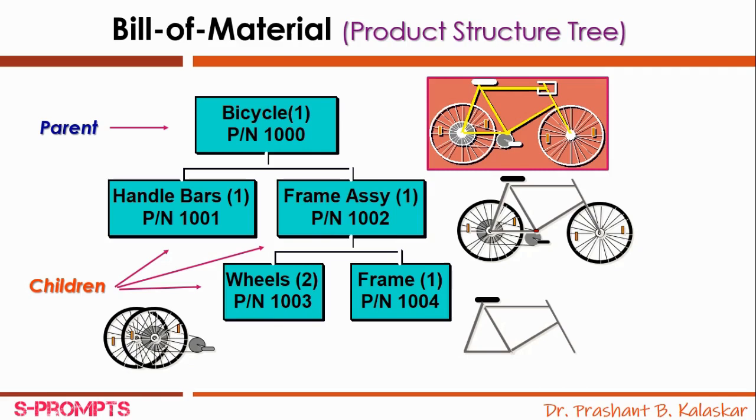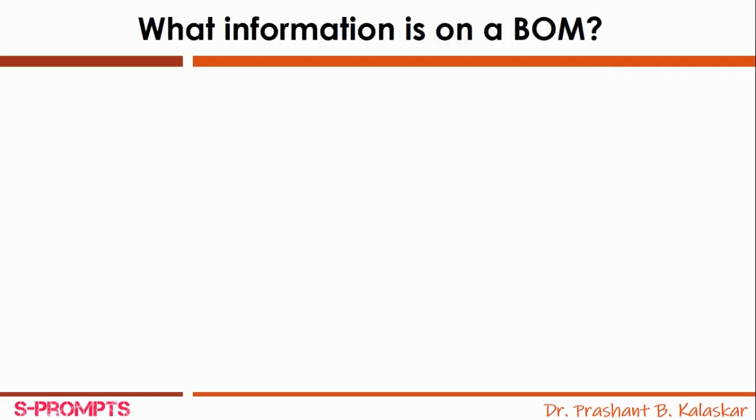Here we can clearly see at level 2 of the product structure file the two components, which are wheels and frame. It is clearly mentioned that two wheels are required and one frame is required. This is how a product structure file is prepared, where the levels of the product and required quantities are mentioned.